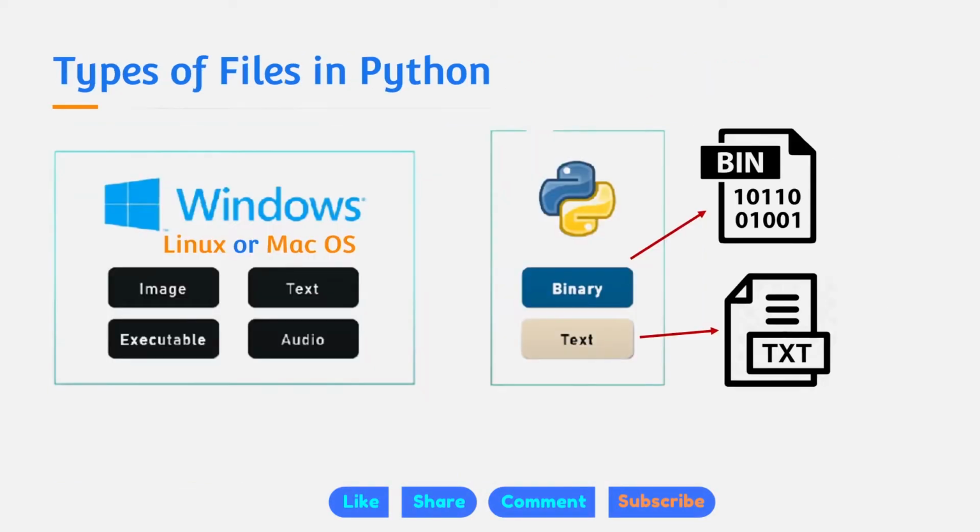Now, what are the different types of files in Python? In Windows or Linux or Mac OS operating systems, we have seen different types of files like image file, text file, video file, executable file, audio file. But when it comes to Python programming, or say C or Java programming, there are two types of files, that is binary file and text file.